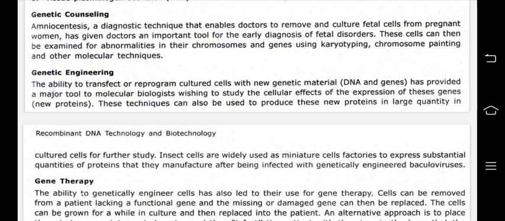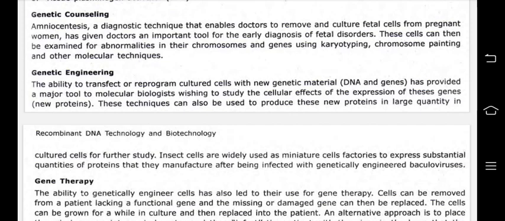Genetic engineering, the ability to transfect or reprogram cultured cells with new genetic material, DNA, and genes, has provided a major tool to molecular biologists wishing to study the cellular effects of the expression of these genes. New proteins. These techniques can also be used to produce these new proteins in large quantity in cultured cells for further study.